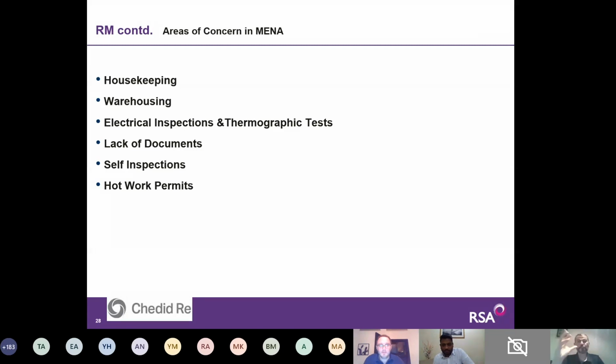So from our experience in the MENA region, especially in this GCC area, most of the problems are coming from housekeeping, warehousing, electrical inspections, thermographic tests, and electricity, especially electricity. This is the most common reason for fires we find in the loss adjuster reports.